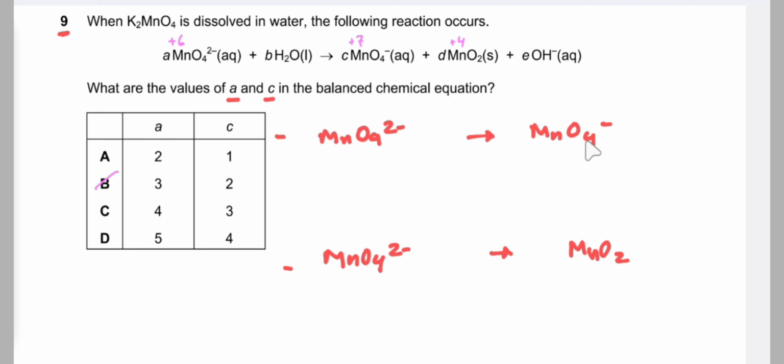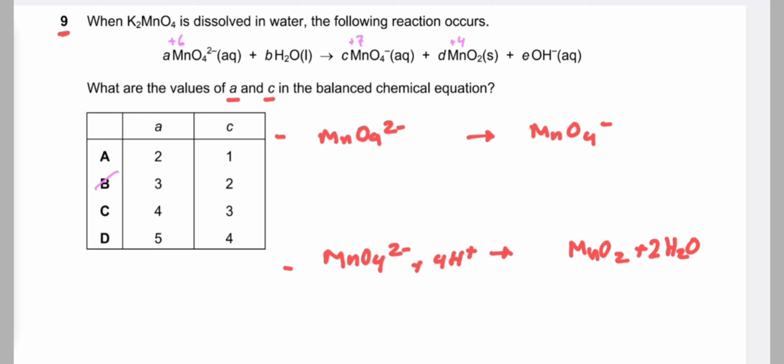Here we can see that there are 4 oxygen on each side, so it is balanced. Then here it is 4 oxygen and 2 oxygen, so we need to balance the number of oxygen by placing water. We need 2 more oxygen, so 2 H2O. So in total there are 4 oxygen on the right and left hand side. Then we have to balance the hydrogen ions. There is no hydrogen ion on the reactant side, while there are 4 hydrogen ions on the product side, so we place 4H plus on the reactant side to balance the hydrogen.